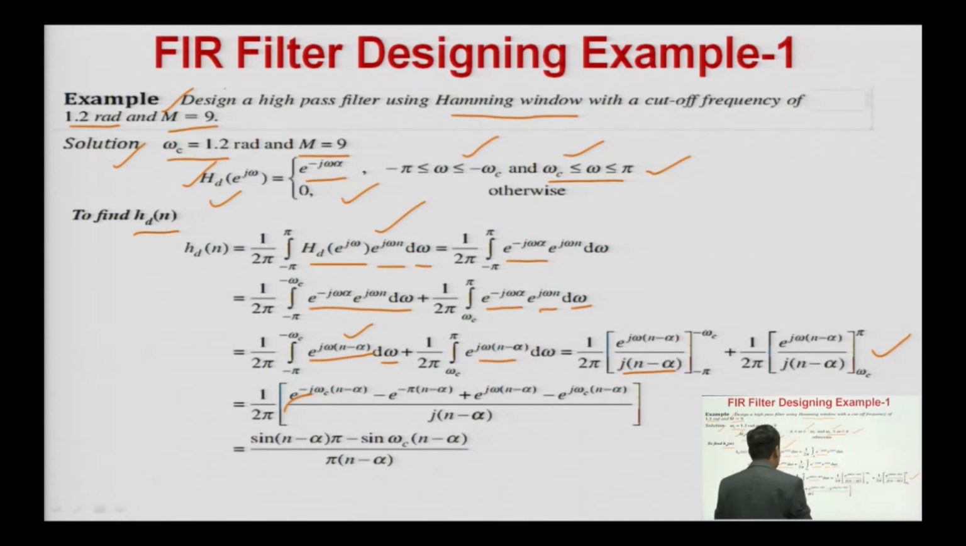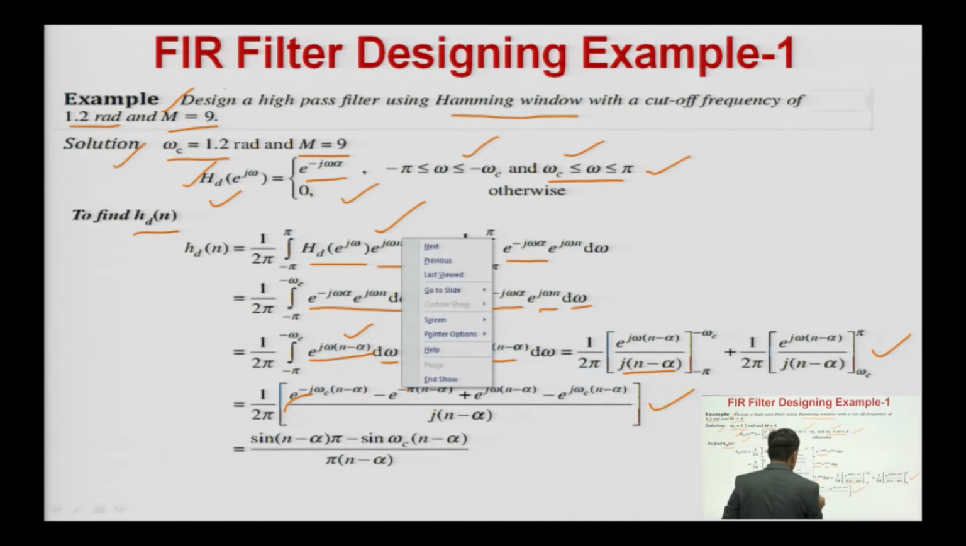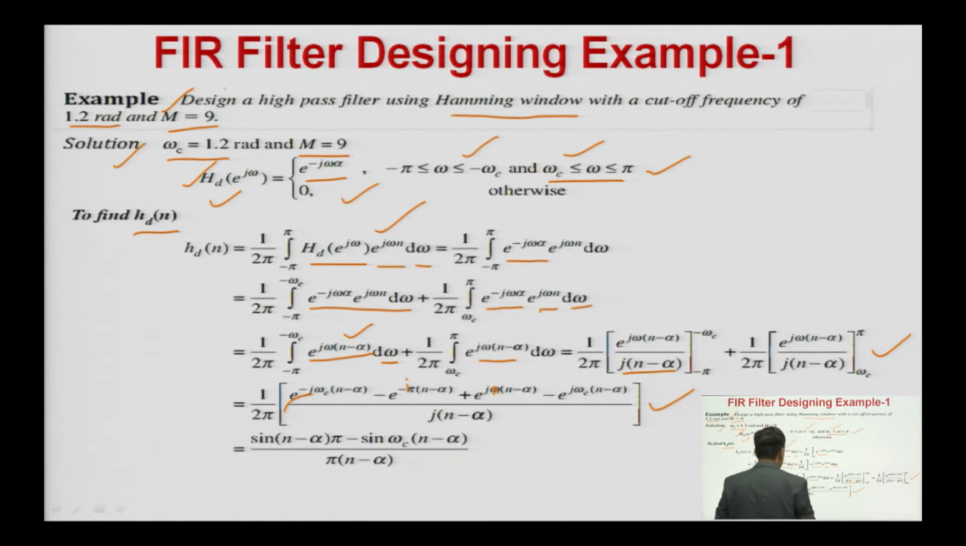If you put the limits here, then you will get this term. So, e to the power this, e to the power this, and e to the power j pi into this, and minus pi into j pi. So here you will get j pi and this will be pi. So, two terms of omega c and two terms of pi you will get here.